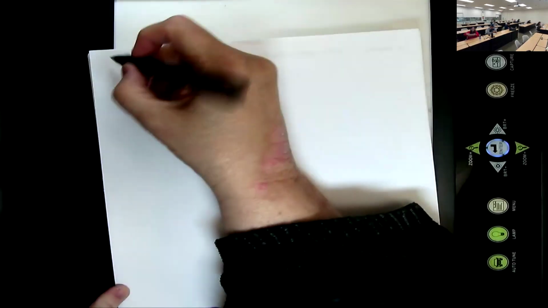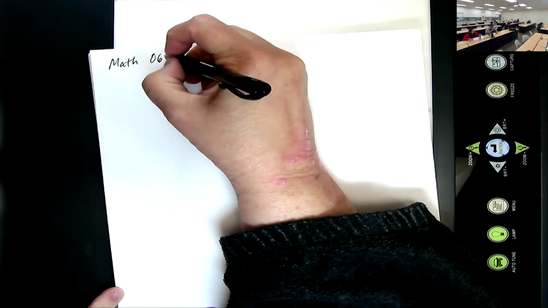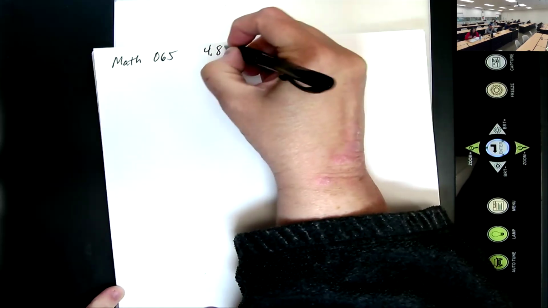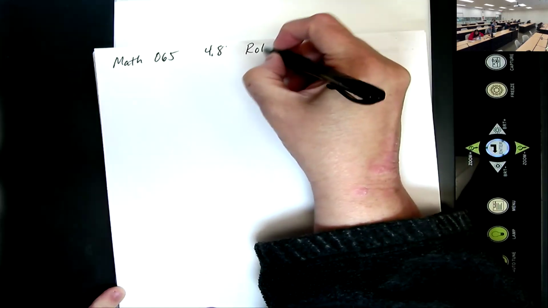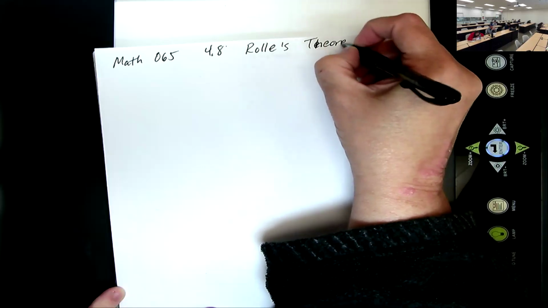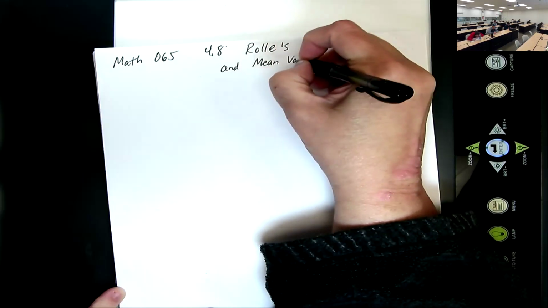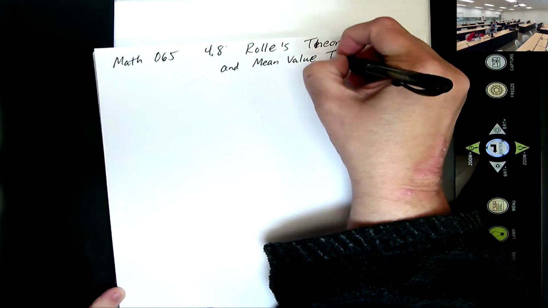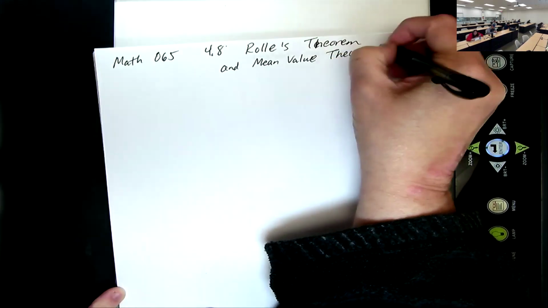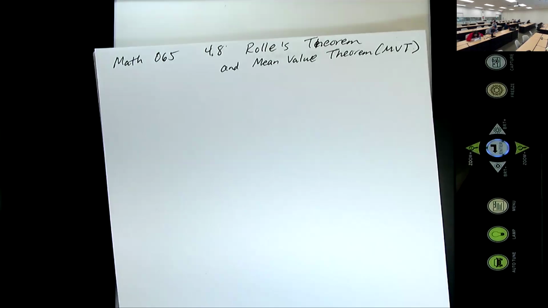Today is on two theorems and they almost kind of lead as a segue in chapter 5. But 4.8 is on Rolle's theorem, with an E at the end of the word Rolle. And the mean value theorem, which is abbreviated MVT. It's used a lot.